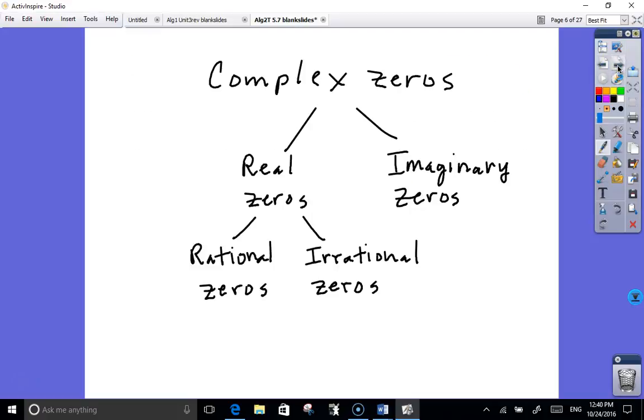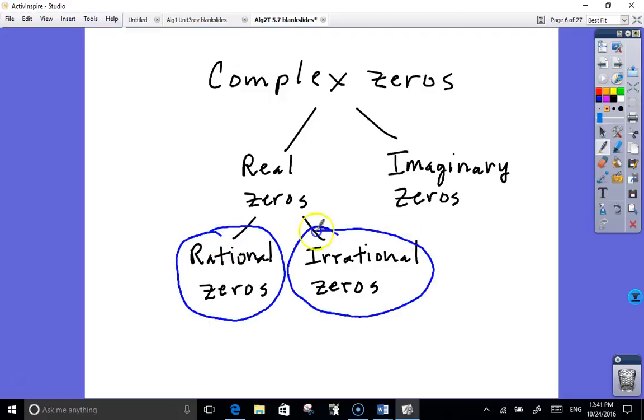So complex zeros could be real or they could be imaginary. Real zeros can be rational or they can be irrational. Most of what goes on for the rest of this lesson is that there are theorems for the rational zeros, irrational zeros, and imaginary zeros. So we're mostly looking at that. I think first is going to come the rational zeros.